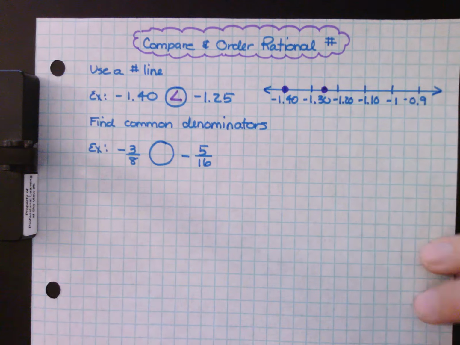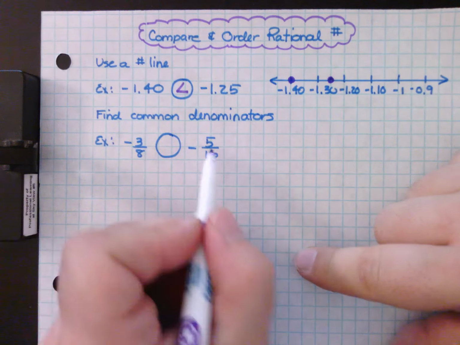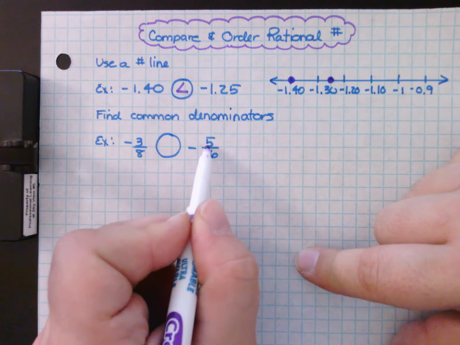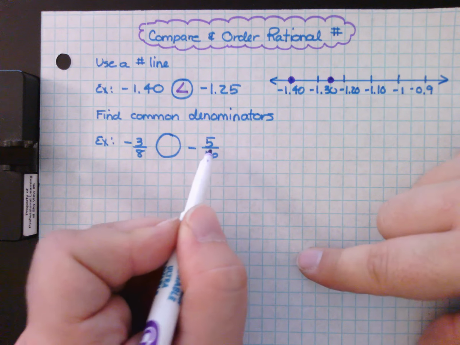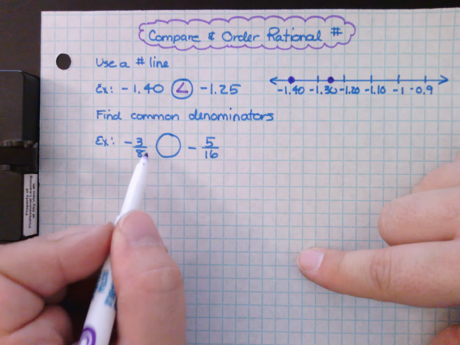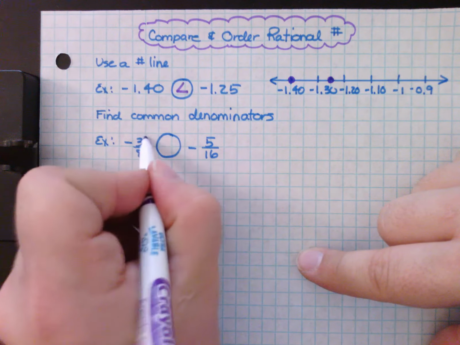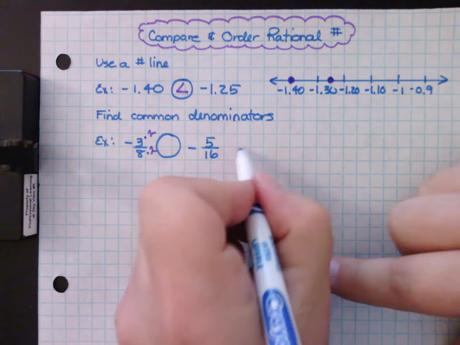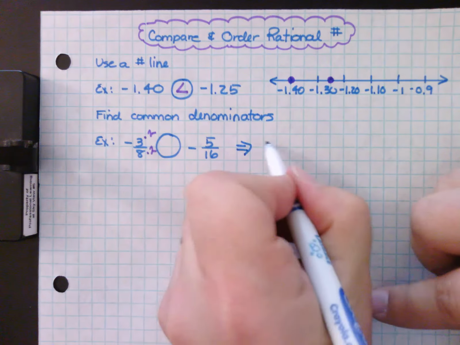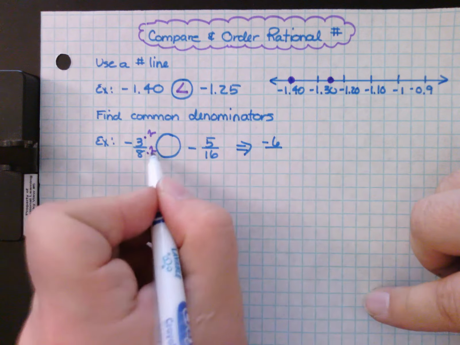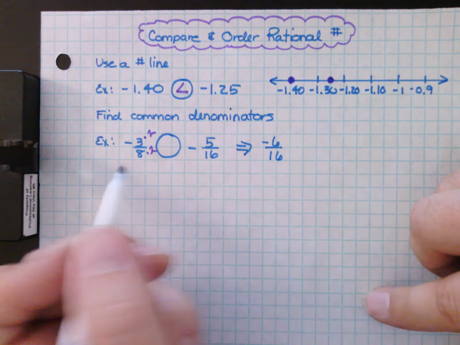Well, I know that I could divide this by 2 to get 8 in the denominator, but I cannot divide 5 evenly by 2. So I'm going to go ahead and multiply this negative 3 divided by 8 by 2. And what that gives me is negative 6. Negative 3 times 2 is negative 6. 8 times 2 is 16.